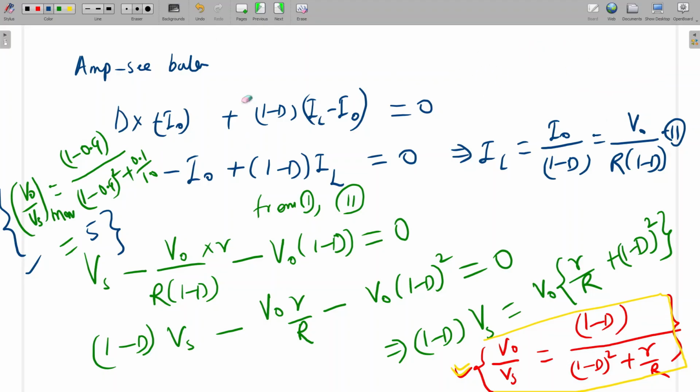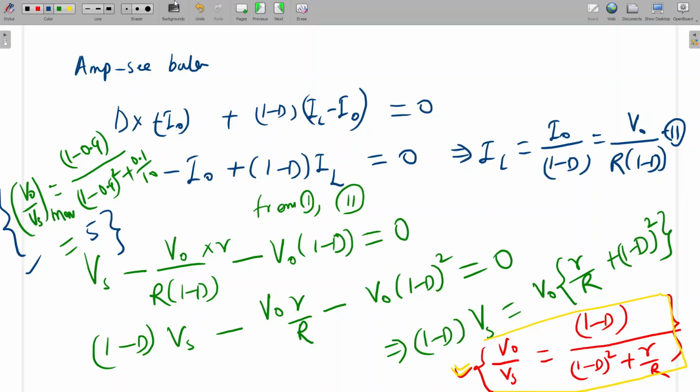This volt-second balance we cannot apply in that case. Three sections will come: when current is present for D, for 1 minus D, and when current will be 0. So a total of three sections will come. Is it clear? Okay, clear, sir.